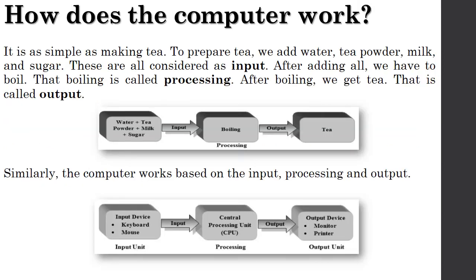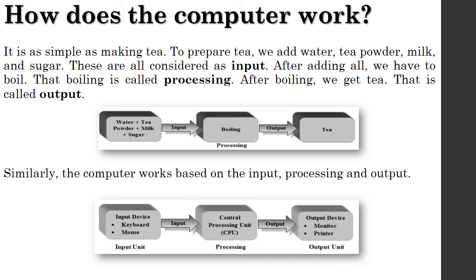Okay. Next, how does the computer work? It is as simple as making tea. Now we'll take a real life example, that of making tea. In the preparation of tea, students, we require ingredients such as water, tea powder, milk and sugar. So these are the 4 ingredients required while preparing tea. These are considered the inputs required for preparing tea.